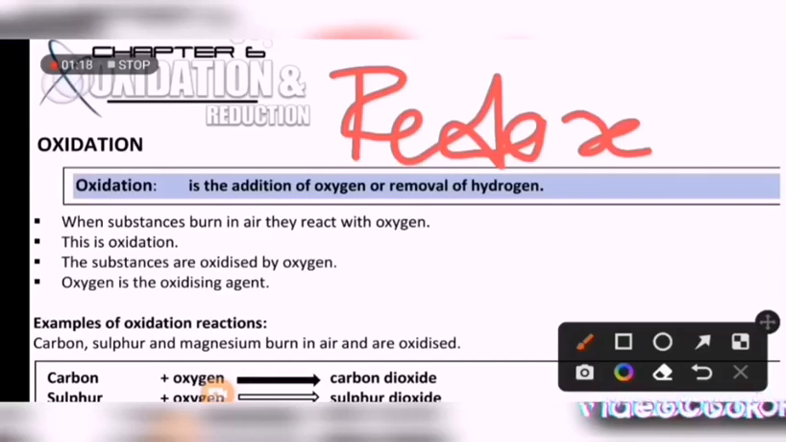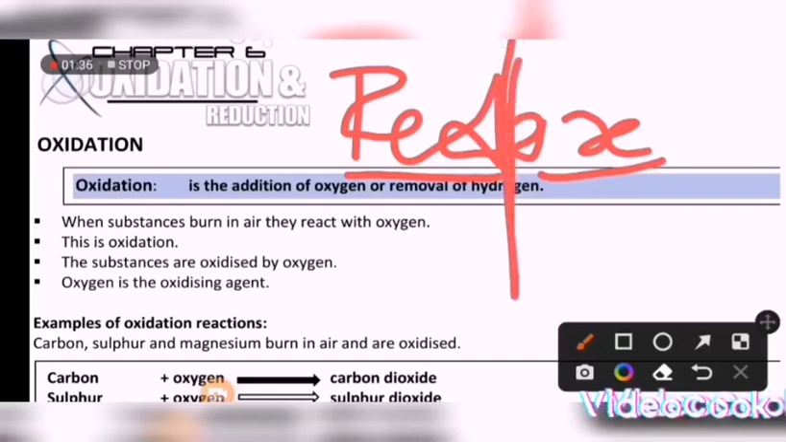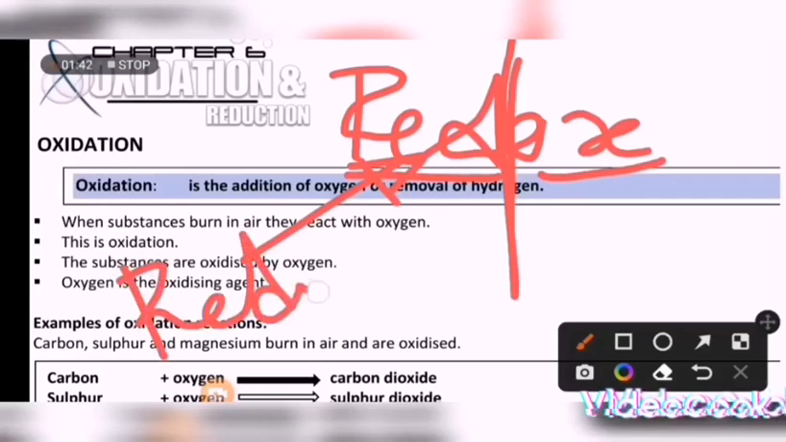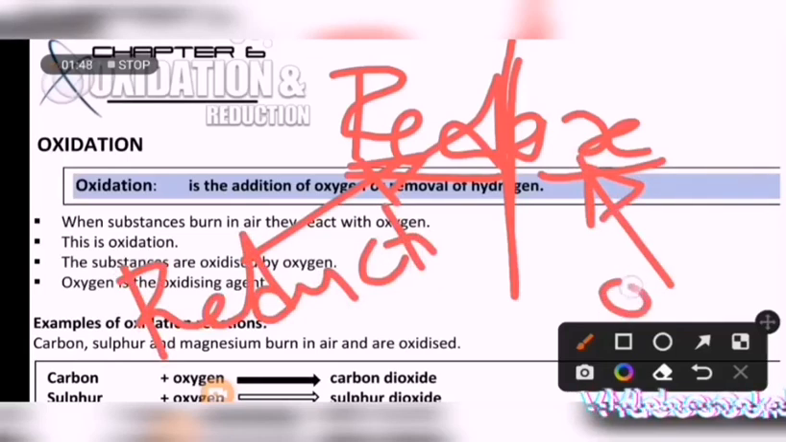Why is this word called redox? Because it contains both reduction and oxidation. Let me illustrate this. If we break this word into two, at this side we are left with red, which represents reduction, and at this one we are left with ox, which represents oxidation. That's why a redox reaction is a reaction whereby oxidation and reduction occur simultaneously, or at the same time.